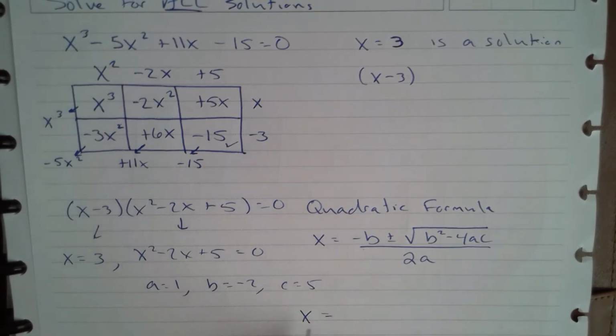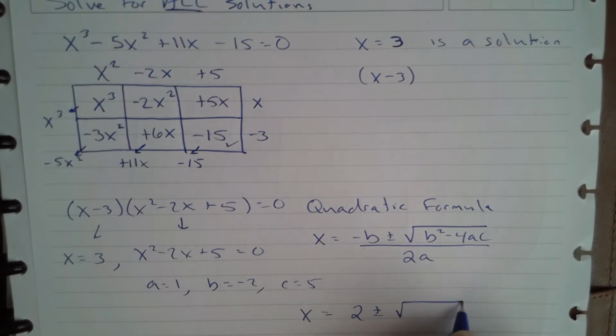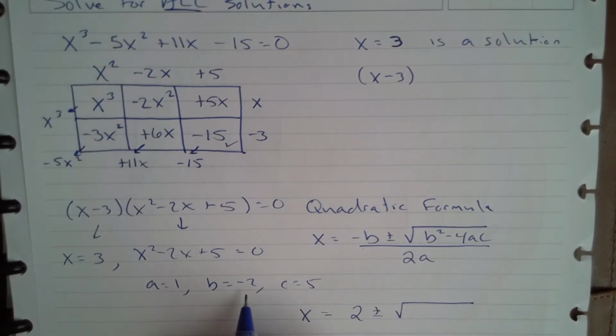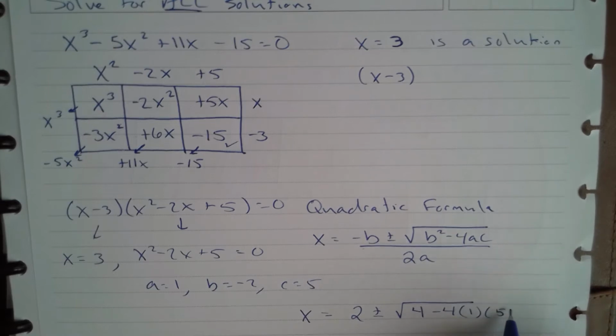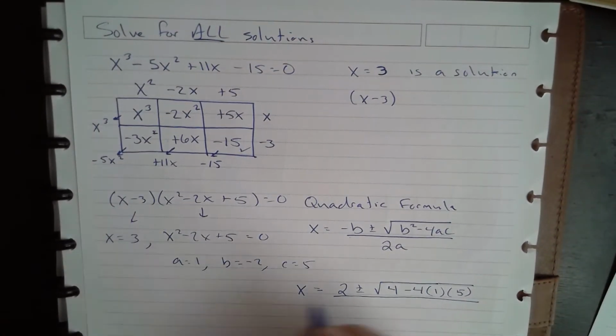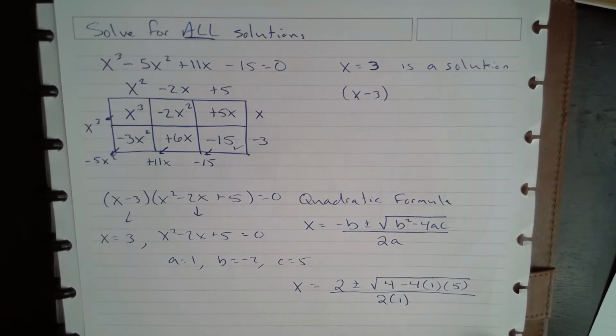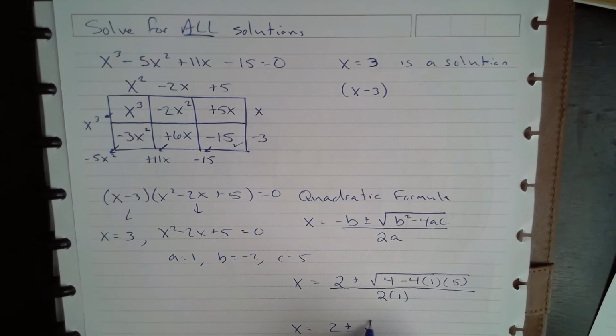X equals the opposite of b, the opposite of negative 2 is 2, plus or minus the square root, b squared, negative 2 squared is positive 4, minus 4 times my a value times my c value. And all of that is divided by 2a. So again, my a value is 1. So that's what we have here. So simplifying this gives me x equals 2 plus or minus the square root of 4 times 1 times 5 is 20, and 4 minus 20 is negative 16.